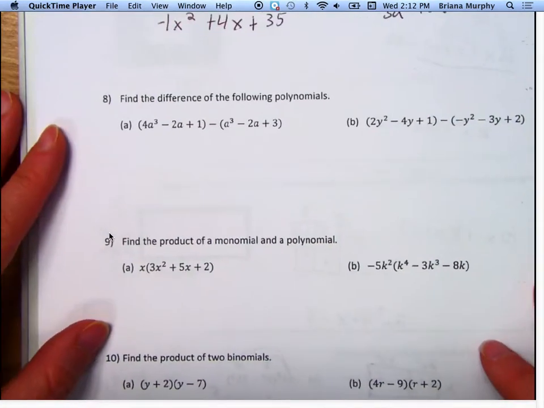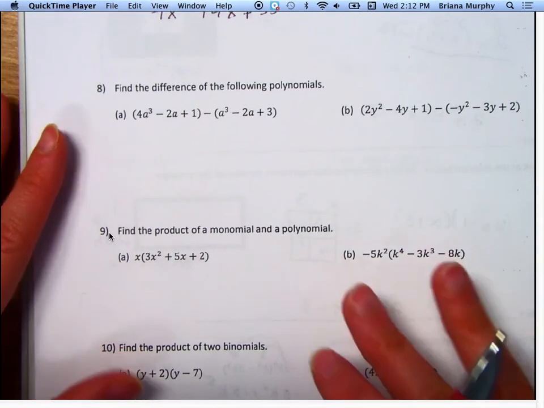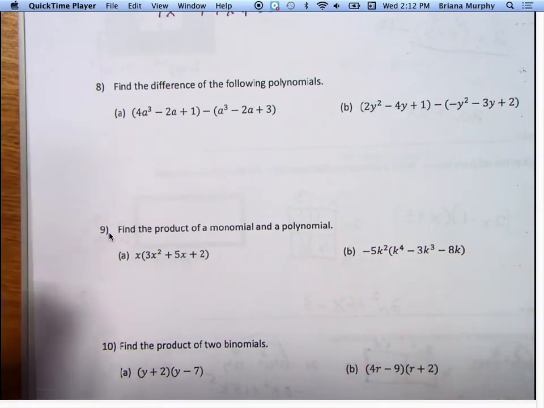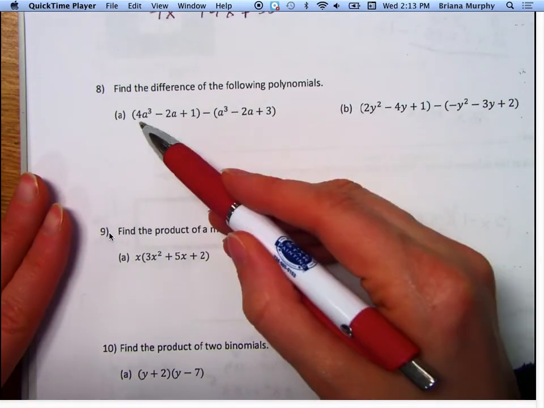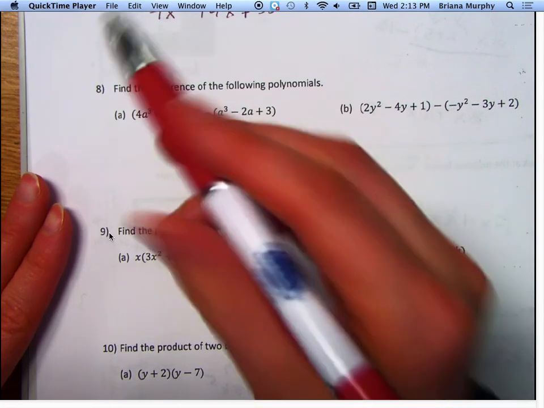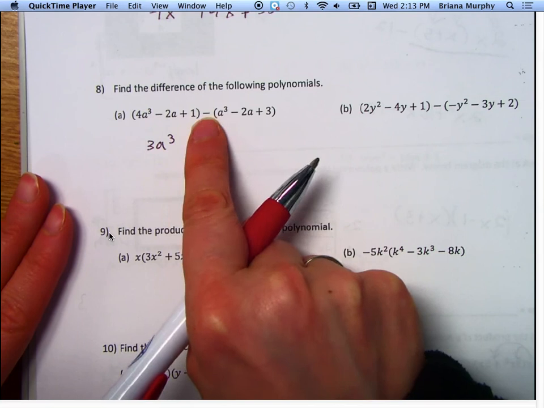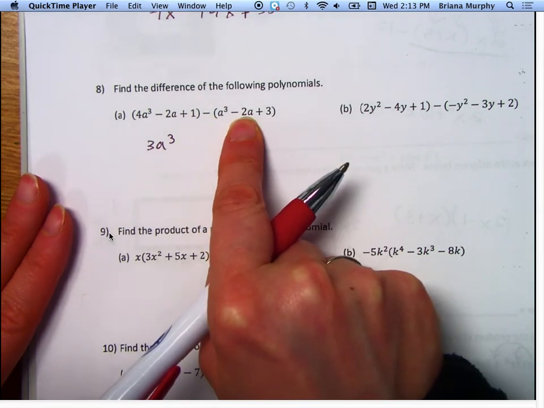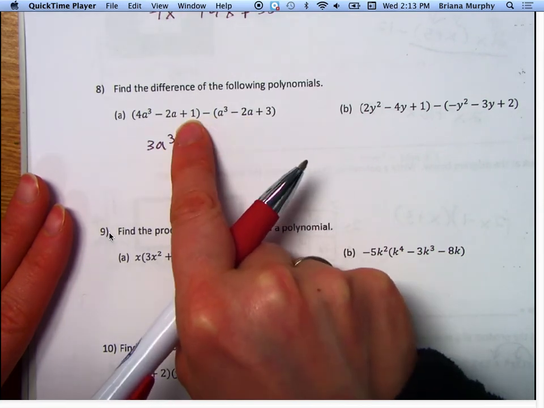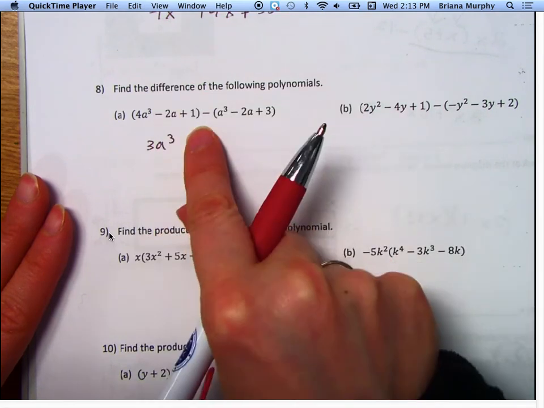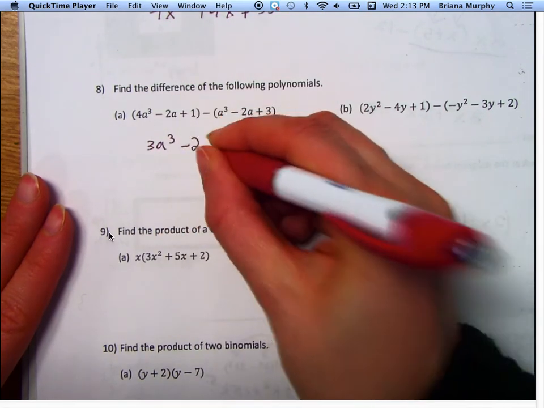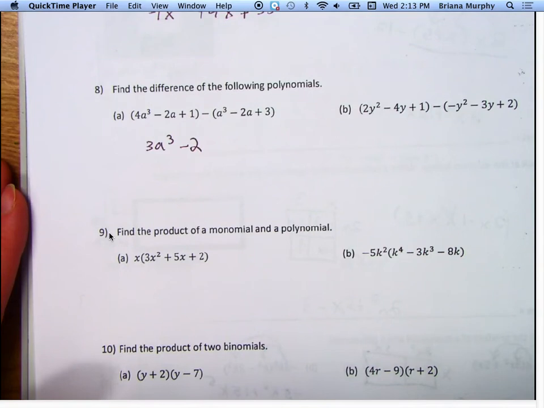Okay. Are we ready to do the subtraction ones? Those are a little bit harder. We can do it. I'm going to do one way and one the other way. So I'm going to show you the two different ways. Are you ready? I'm going to go 4a to the third minus a to the third is 3a to the third. Negative 2a minus a negative 2a is 0. 1 minus 3 is negative 2.